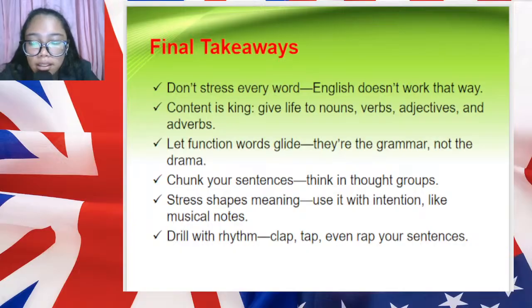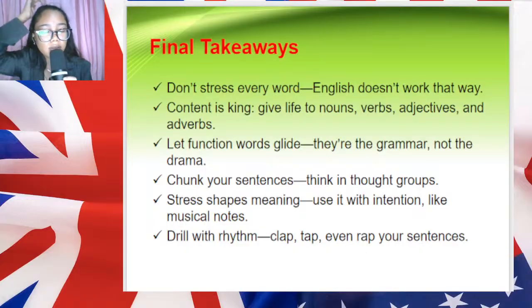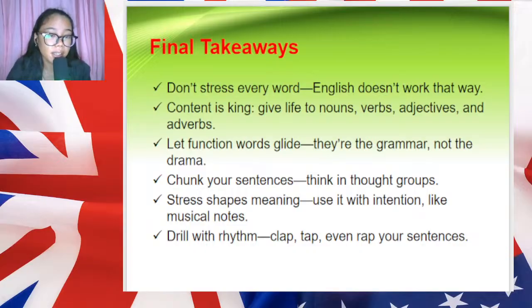Okay. Let's move on to the fifth. Stress shapes meaning. Use it with intention, like musical notes. So this profound takeaway directly builds on our stress substitution, where we manipulated the stress within a single sentence.